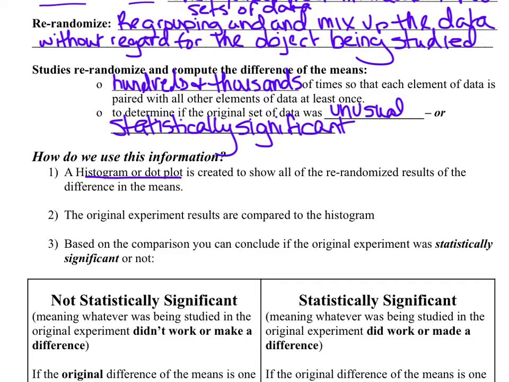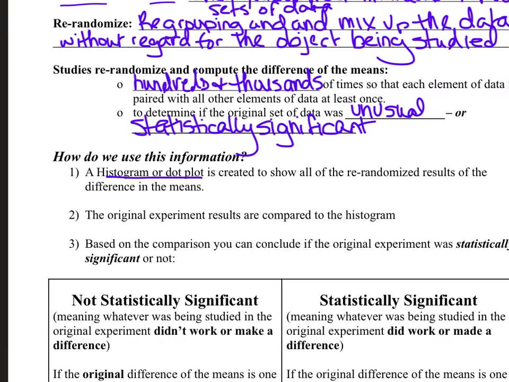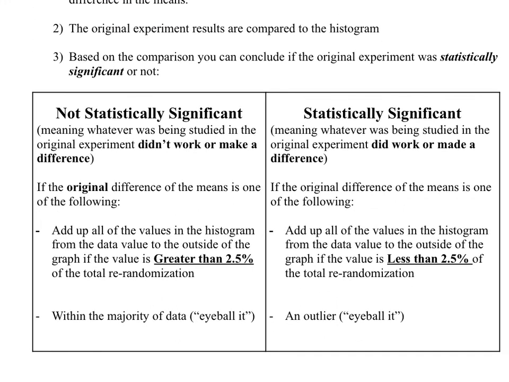So you take all of the results, all of them paired with all different ones, you subtract their means, and you put a dot on a histogram or a dot plot. The original experiment results are then compared to this histogram. And then based on the comparison, we can determine if it was statistically significant. And specifically, it's just a numbers game.